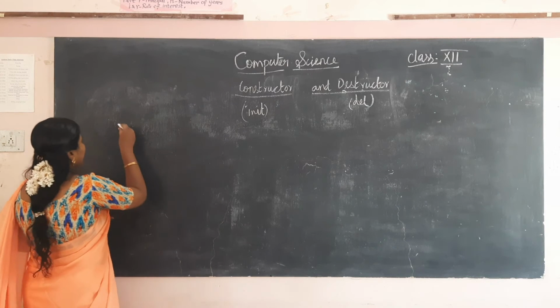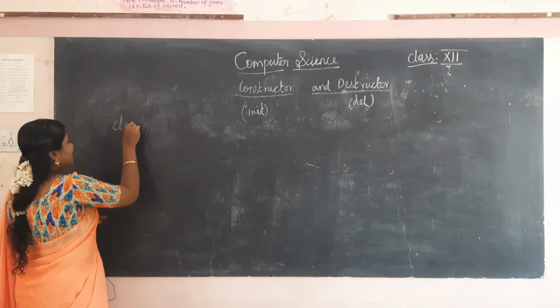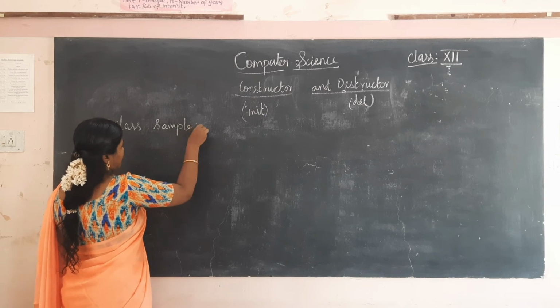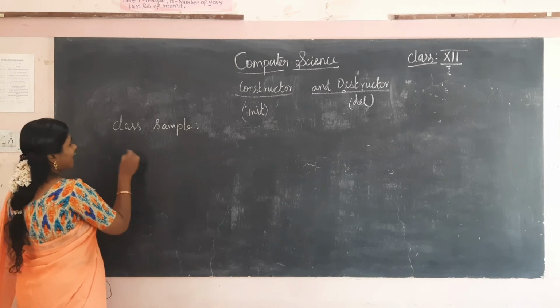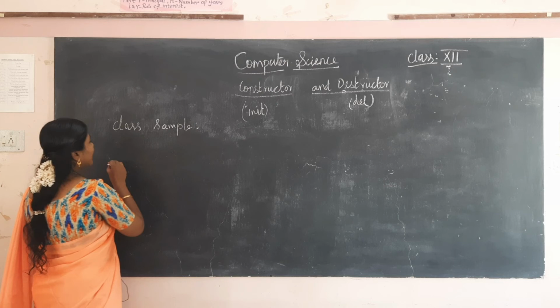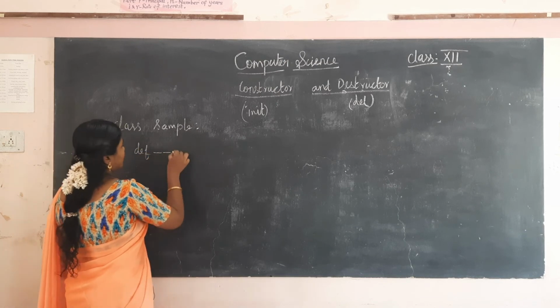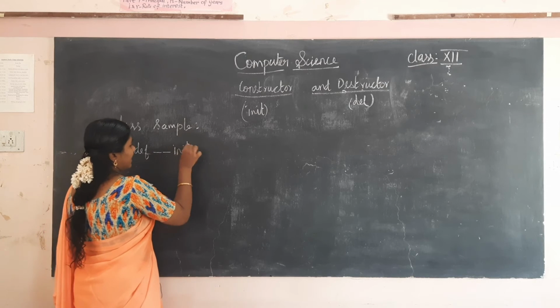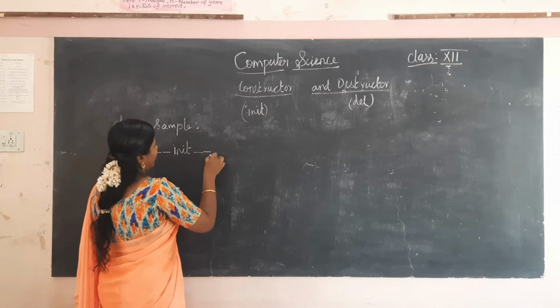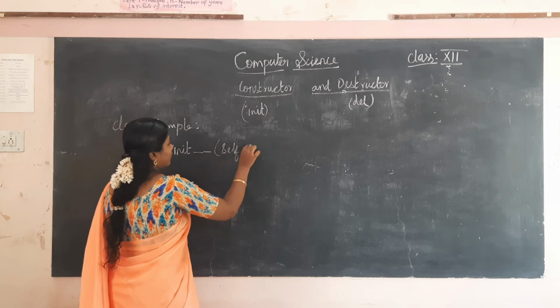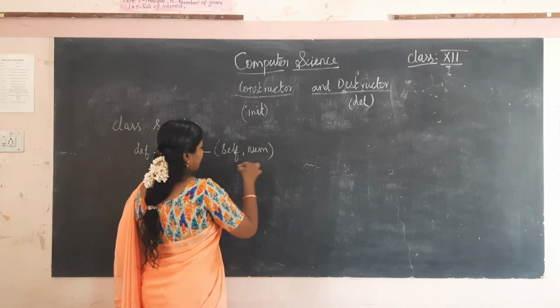Now let us see a Python code with a constructor. Let me create a class sample, and let me create one constructor. So def, two underscores, init, two underscores, and then I am going to give self, and then one variable num.